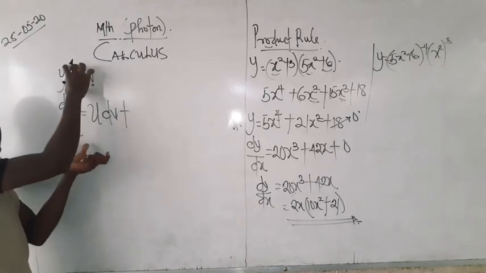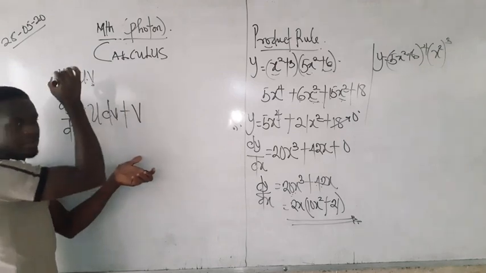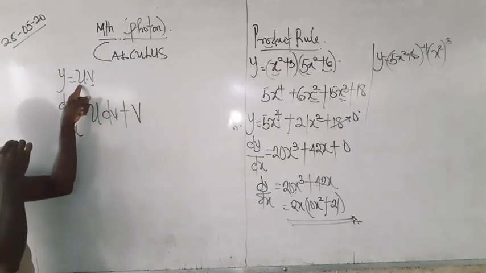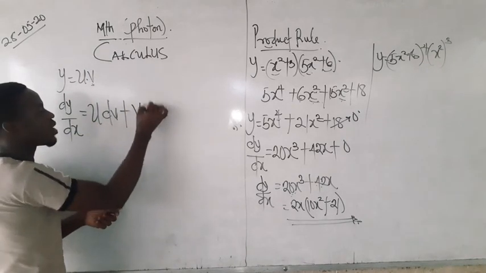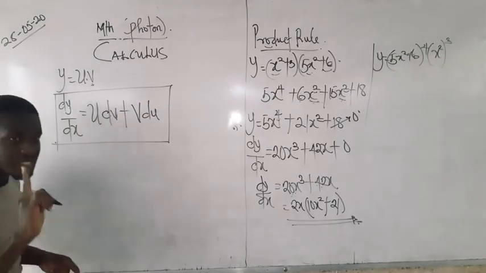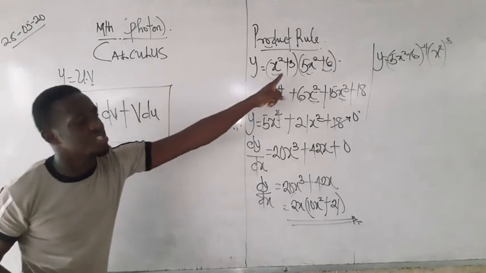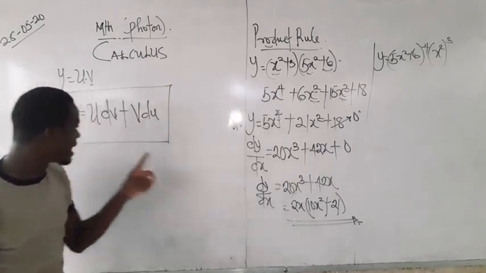Now, the same way you did this first term, do it again for the second term. So what am I going to write first? v. Then if I'm writing v, I differentiate u, so it becomes du. This formula is used when solving questions that fall under the product rule.